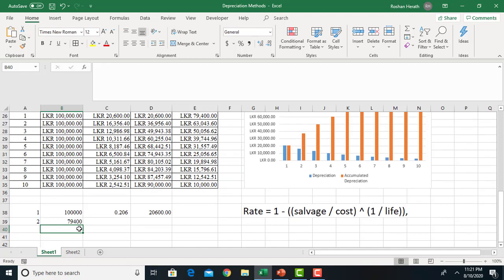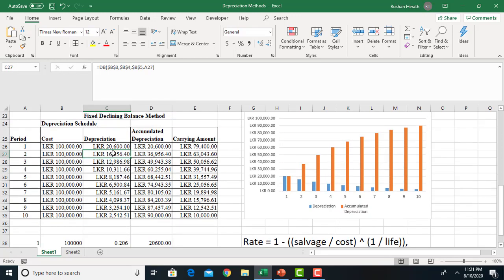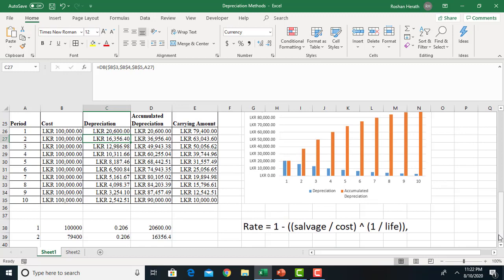So it is 79,400 carrying amount. The depreciation rate is 0.206, and if you apply that, you may end up getting the depreciation for the second year, 16,356, and it coincides with the depreciation that had been derived under the formula declining balance method. So that's how we do. So it confirms we have done this correctly.